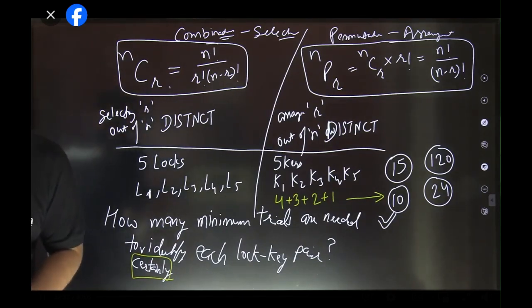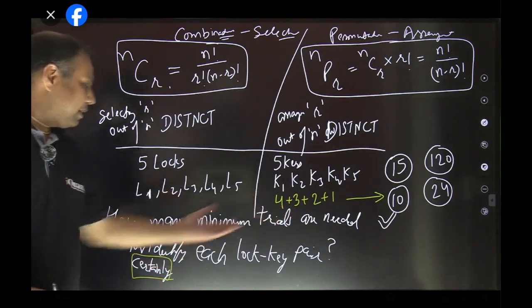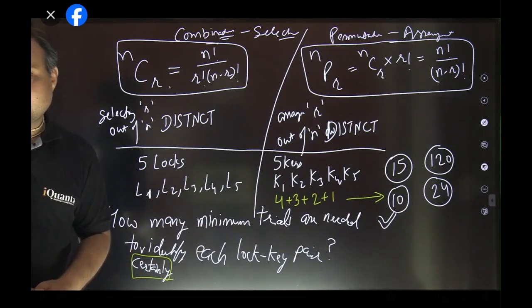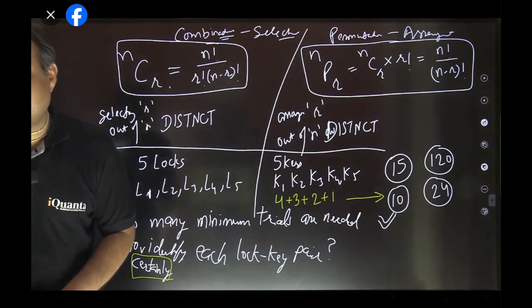15 नहीं आएगा ना गौरव, that is not required. 15 कभी भी नहीं आएगा. We have to just identify the pairs. So after 4 tries, if it is not satisfying, certainly that key belongs to the 5th remaining lock. ठीक है ना? Yes, CAT demands thinking only.